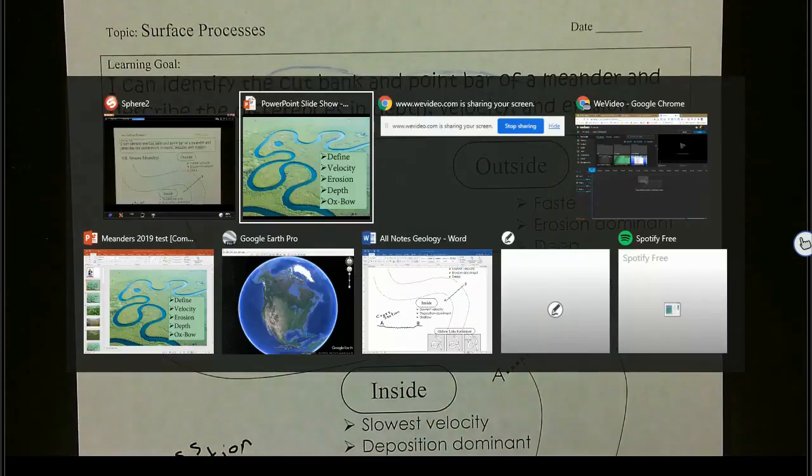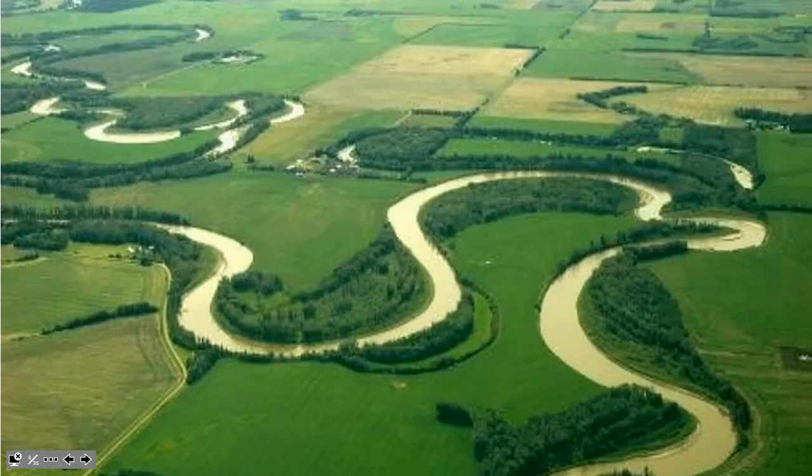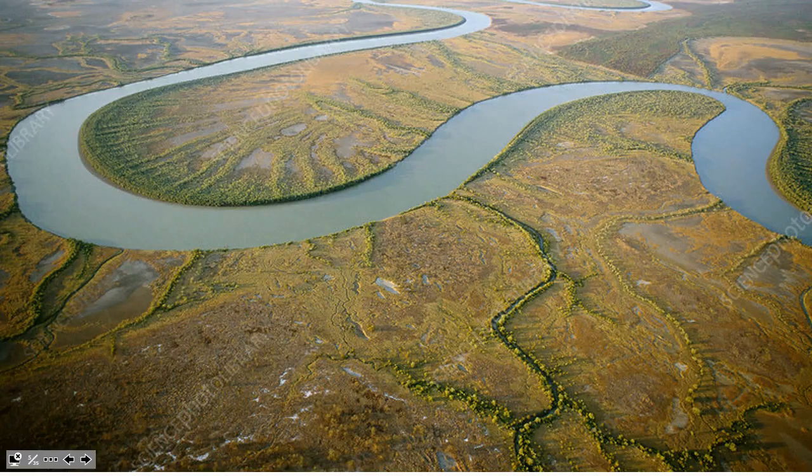I guess we should start off by talking about what the definition of a meander is before we talk about the velocity, erosion, and depth of a meander. Meanders are just bends or curves in a river. You can see how this river doesn't go straight through this area, but there's lots of bends and curves as it meanders through the area. Again, bends or curves in streams are known as meanders.